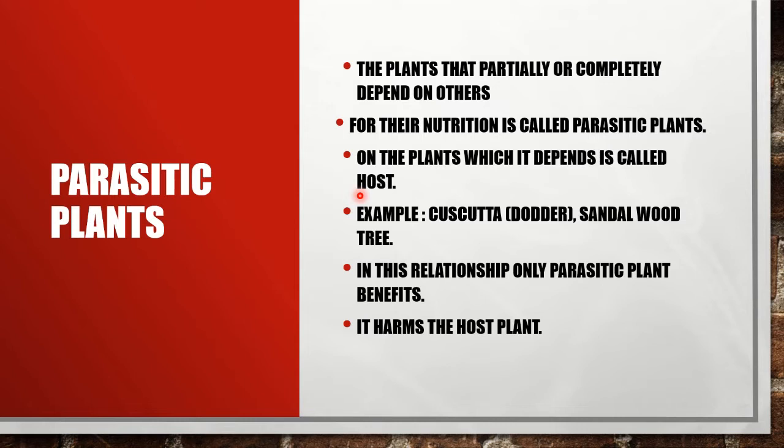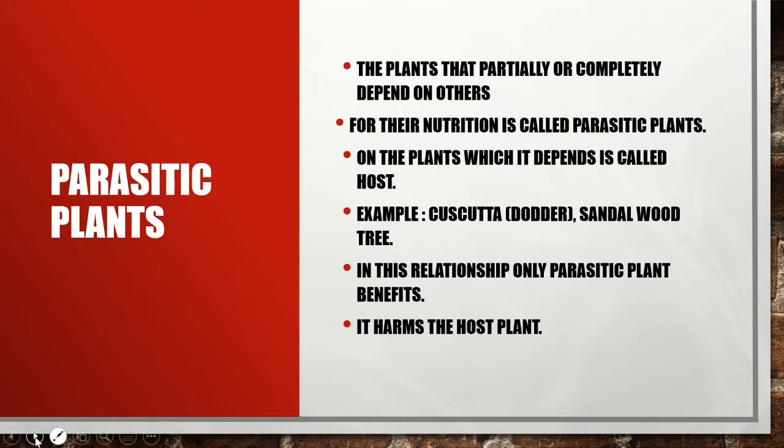Some parasitic plants partially depend on the host plant, or they completely depend on the host plant. In today's video we will learn about both partially dependent and completely dependent plants. Examples are the Cuscuta plant, which is also known as dodder, and the sandalwood tree. In this relationship only the parasitic plant benefits. It harms the host plant. How the parasitic plant benefits and how it harms the host plant we will learn in this video.